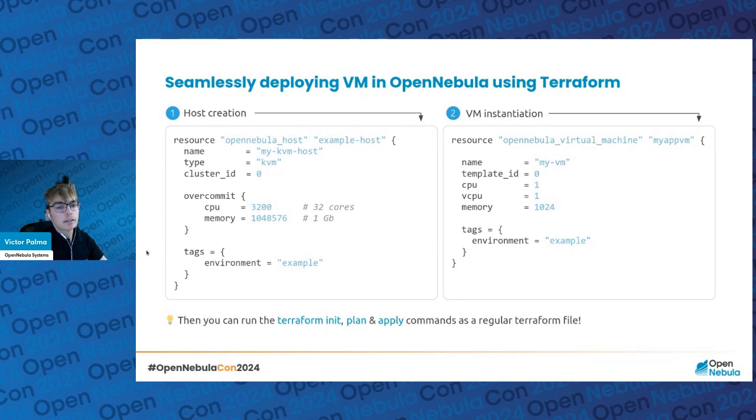Next, we can define the VM. This resource configuration specifies a VM with a given name, template ID, CPU, virtual CPU, and memory allocation. Tags are again used for metadata. Once these resources are defined, you can run the usual Terraform commands: terraform init to initialize the configuration, terraform plan to see what changes will be made, and terraform apply to run the configuration and create the resources.